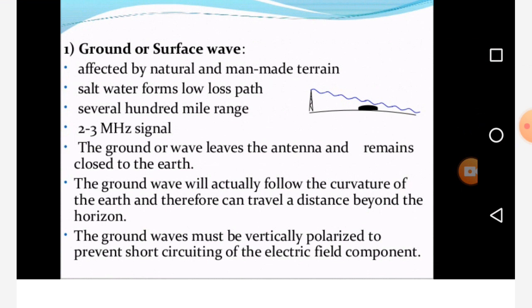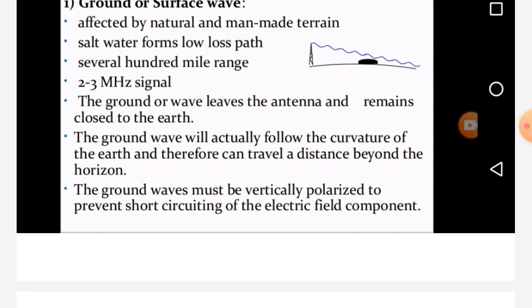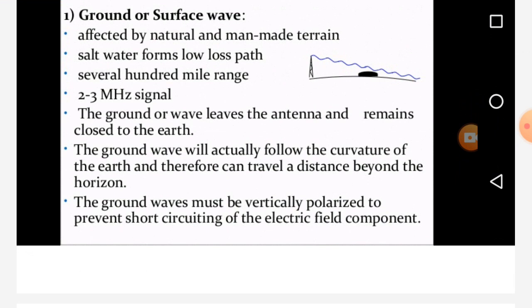The ground wave leaves the antenna and remains close to the earth, that is, it will traverse the surface of the earth. The ground wave will actually follow the curvature of the earth and therefore can travel a distance beyond the horizon. The ground waves must be vertically polarized to prevent short circuiting of the electric field component.